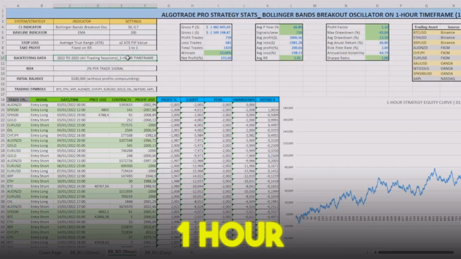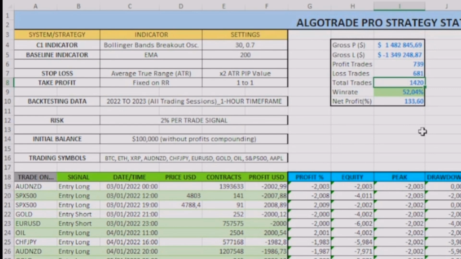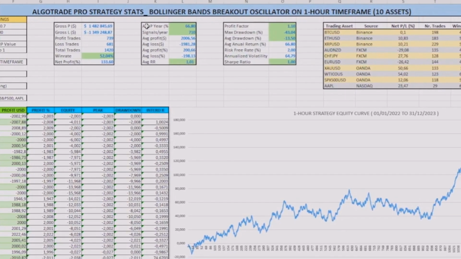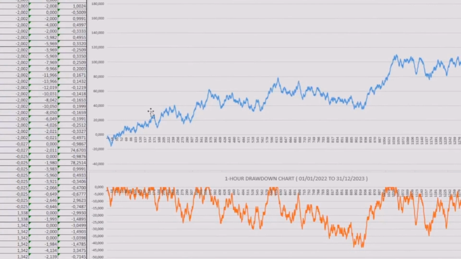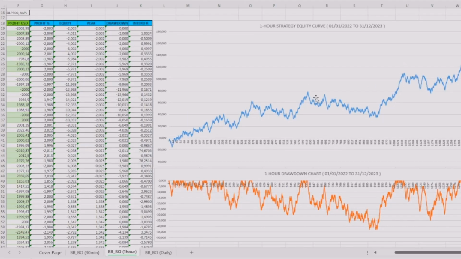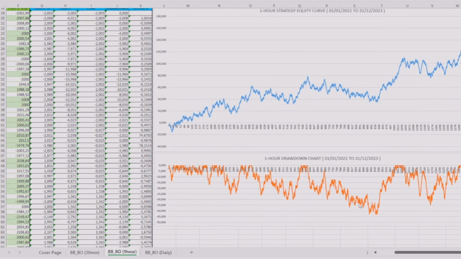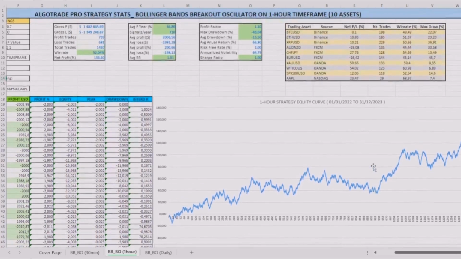Then, in the 1-hour time frame, after more than 1,400 trades, the Bollinger Bands Breakout Oscillator achieved the win rate of about 52% and the total net profit above 130%. Again, here you can find other metrics and also the results from every asset. And below, we can see the equity curve, which is, again, very acceptable and also with a growing trend. These little periods of drawdown can be easily fixed with a filter or a volume indicator.